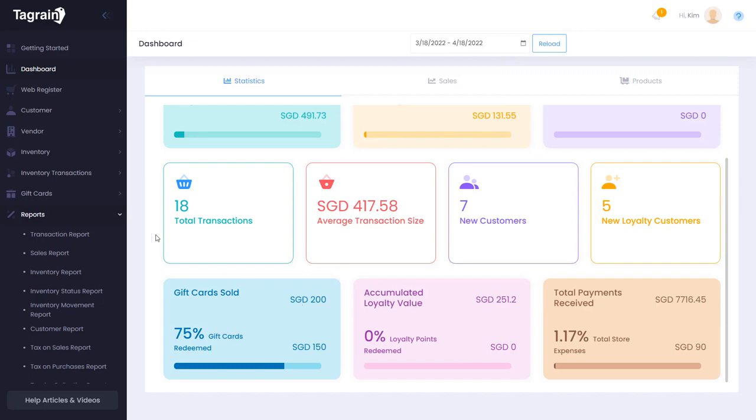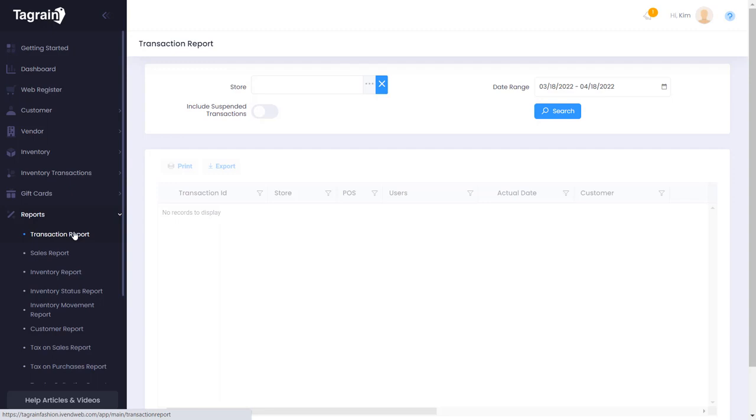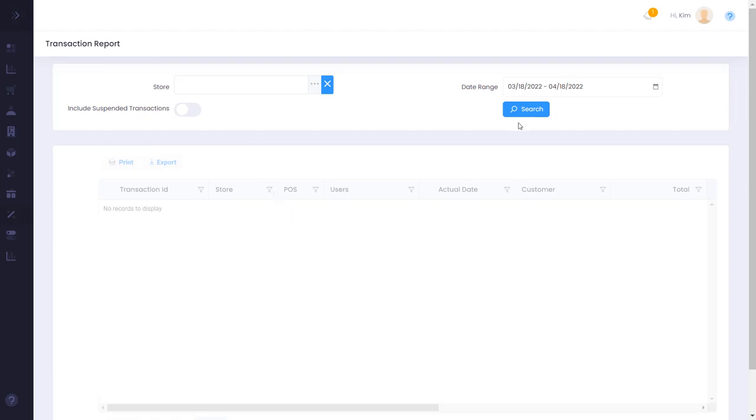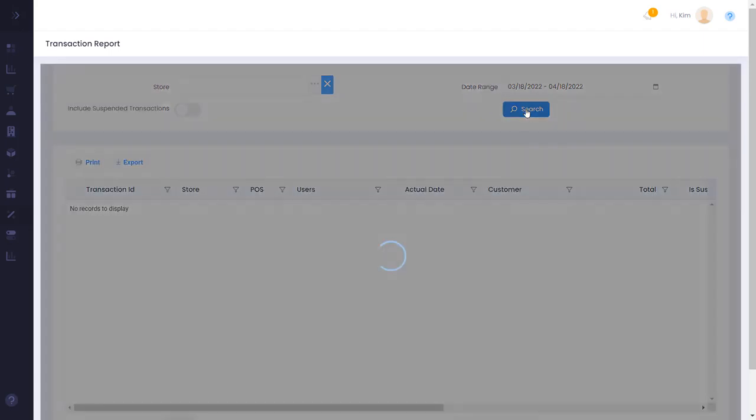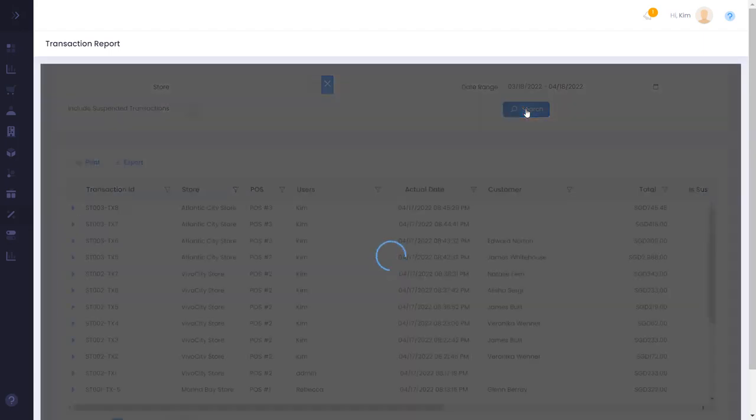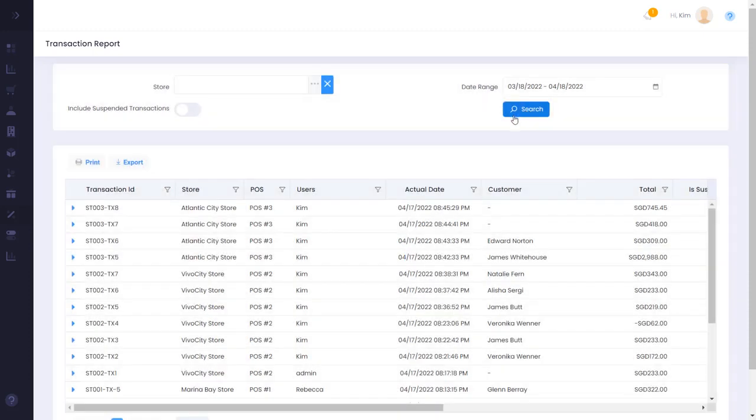Let's now have a look at the different reports in the application. Transaction report. As the name specifies, the transaction report gives a complete listing of all the transactions in a store. You can generate the report for all the stores or for a particular store and for a given date range. You can also have the option to include suspended transactions in the report.